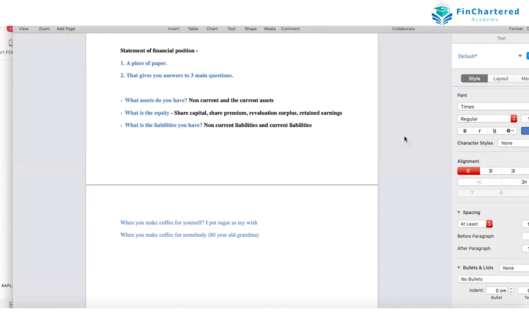I don't know if I'm pronouncing the name right, but you are giving it to the 80-year-old grandma. I don't know, she has sugar. So you will ask her, you will prepare it according to her. If your grandpa has a lot of sugar, then you are preparing it according to him. Maybe Sarah does not want sugar. Basically, what I'm trying to say is when you make coffee for somebody, you will prepare it according to them.